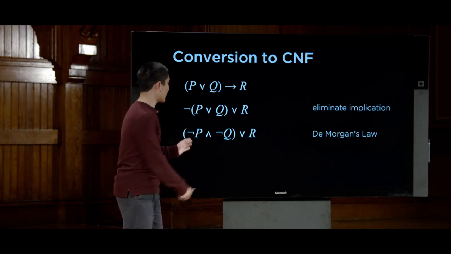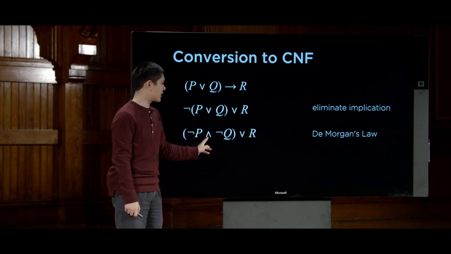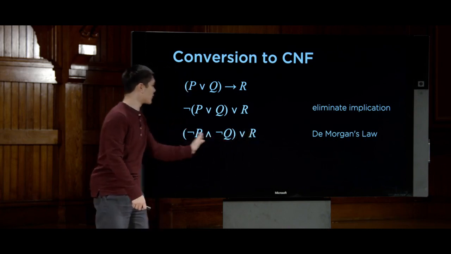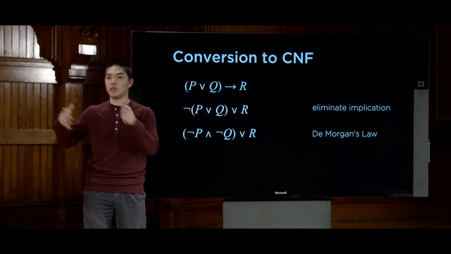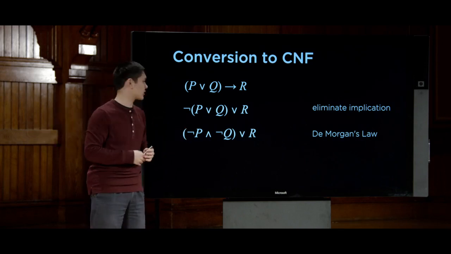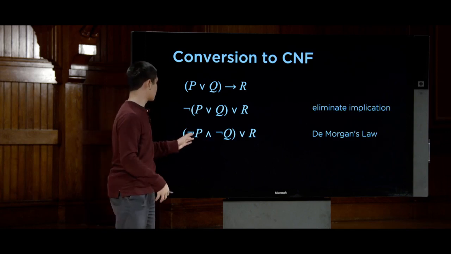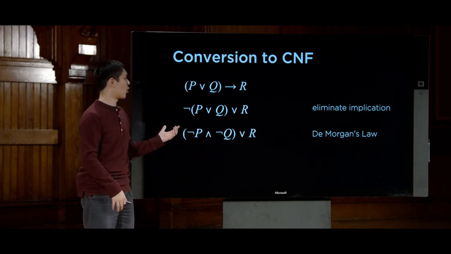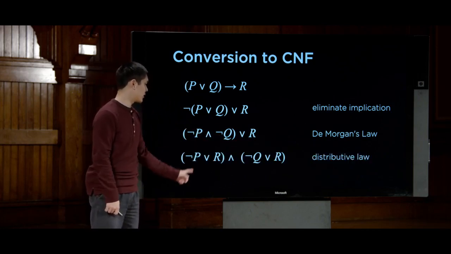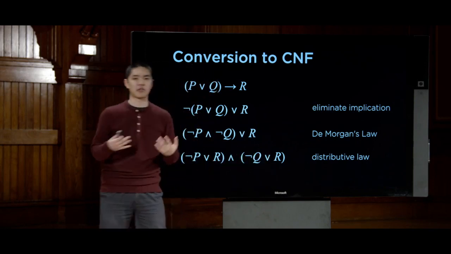And now I have two things that are separated by an or, where this thing on the inside is an and. What I'd really like is to move the ors so the ors are on the inside, because conjunctive normal form means I need clause and clause and clause and clause. And so to do that, I can use the distributive law. If I have not P and not Q, or R, I can distribute the or R to both of these to get not P or R, and not Q or R, using the distributive law.